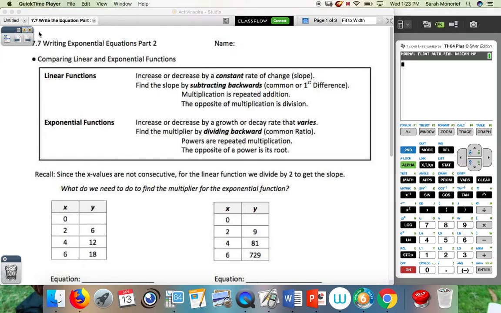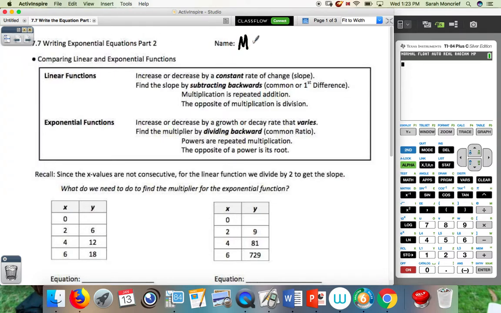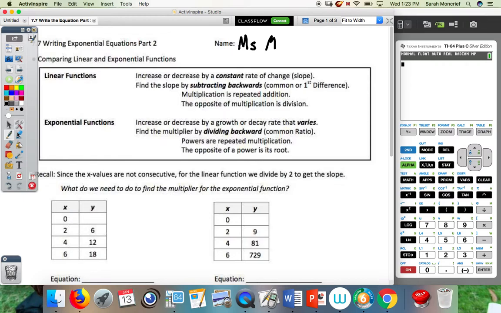All right. Hey, everybody. It's me, Miss Moncrief, helping you out here with a new lesson. We are looking at lesson 7.7, which is now writing exponential functions. We've already looked at that before, so some of this will just be review, but you are going to learn something new today.